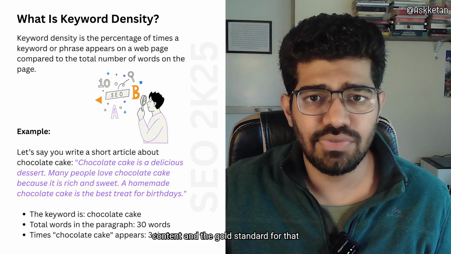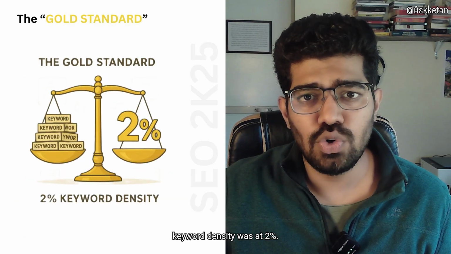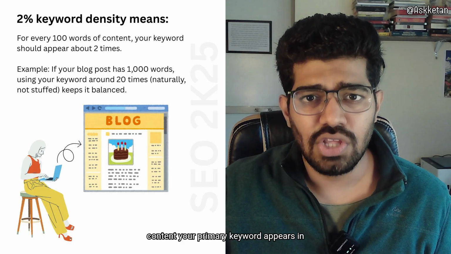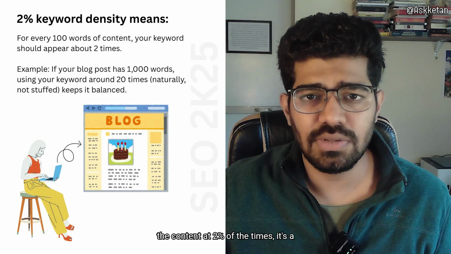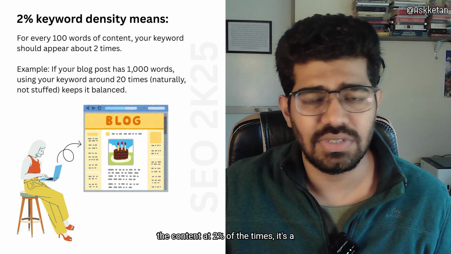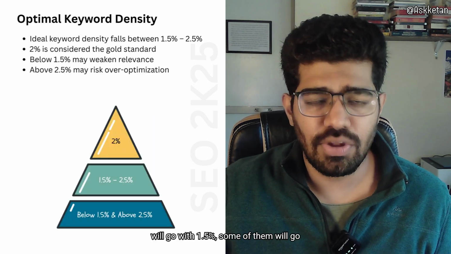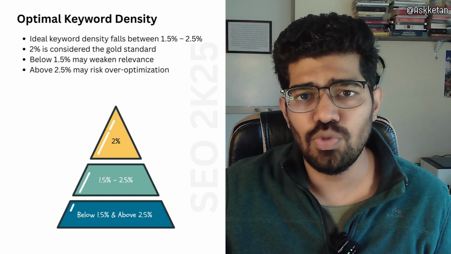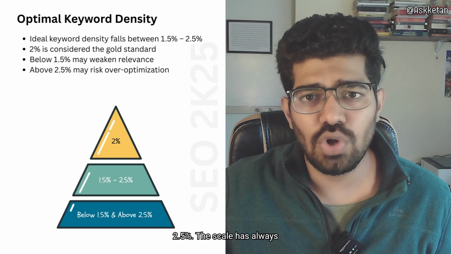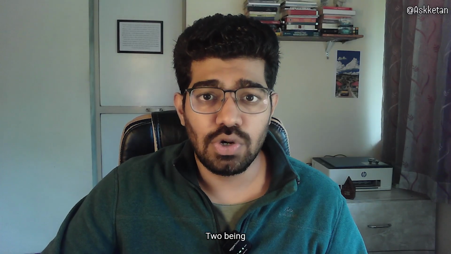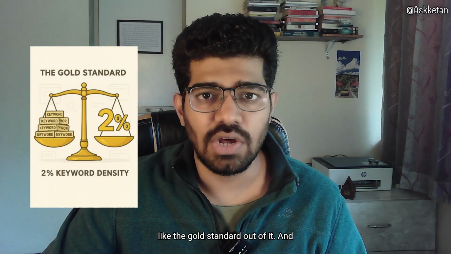And the gold standard for that keyword density was 2%, meaning if, from the overall piece of content, your primary keyword appears at 2% of the times, it's a good piece of content. Certain people will go with 1.5%, some of them will go with 2.5%. The scale has always been between 1.5 and 2.5, with 2 being the gold standard.